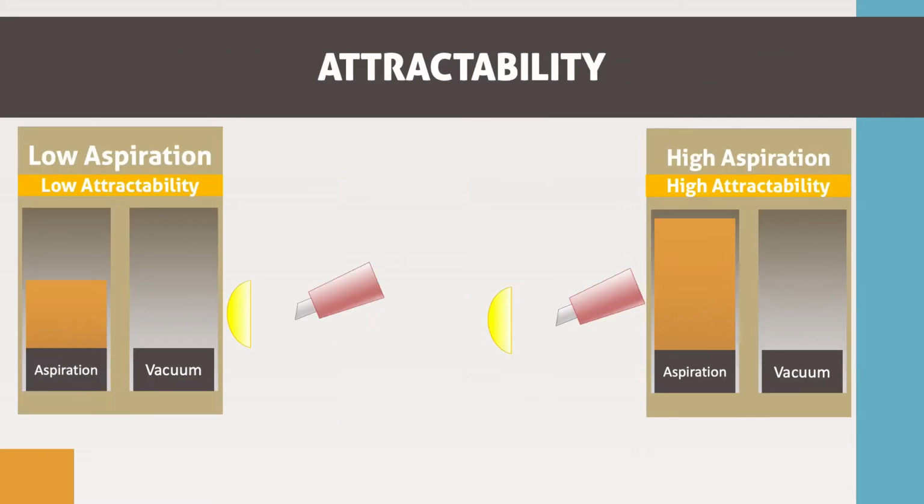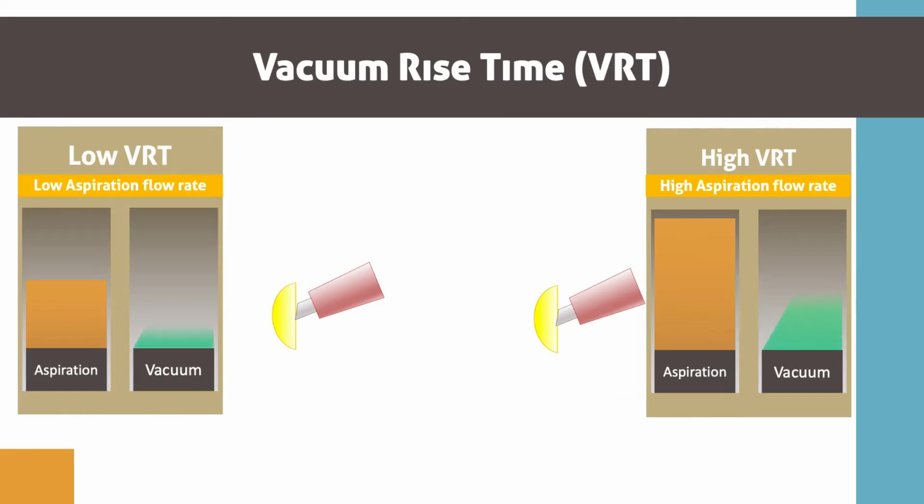Another clinical concept about attractability: if we set the aspiration flow rate on low, for example 10, the attractability will also be low, and the movement of the nucleus toward the handpiece will be very slow, as we mentioned earlier. But if we increase the aspiration flow rate to 35, for example, the nucleus will move very fast toward the phaco handpiece.